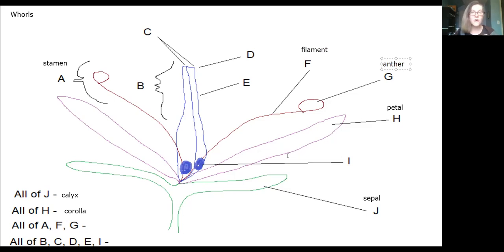All the stamens together create the whorl that is known as the male whorl, and since it is male, we call it the androecium. There we go. I did not write these down, so I have to actually spell them from the top of my head, which is always very difficult for me.